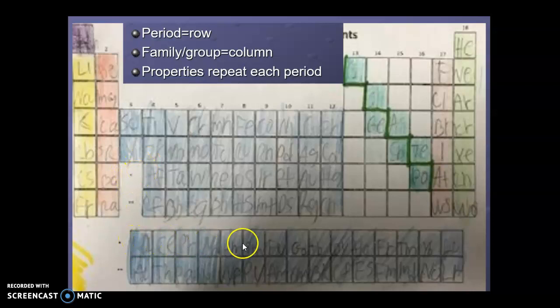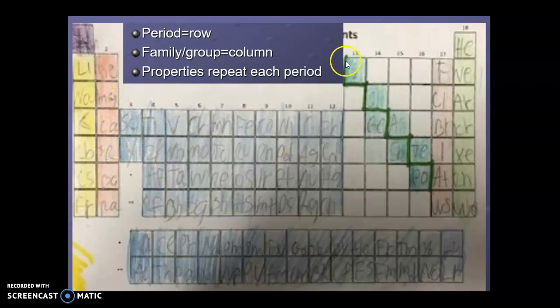So this first row of those is called the lanthanides, L-A-N-T-H-A-N-I-D-E-S. And the one right below it is called the actinides. So they belong here and here on the periodic table. So those are also part of the transition elements.